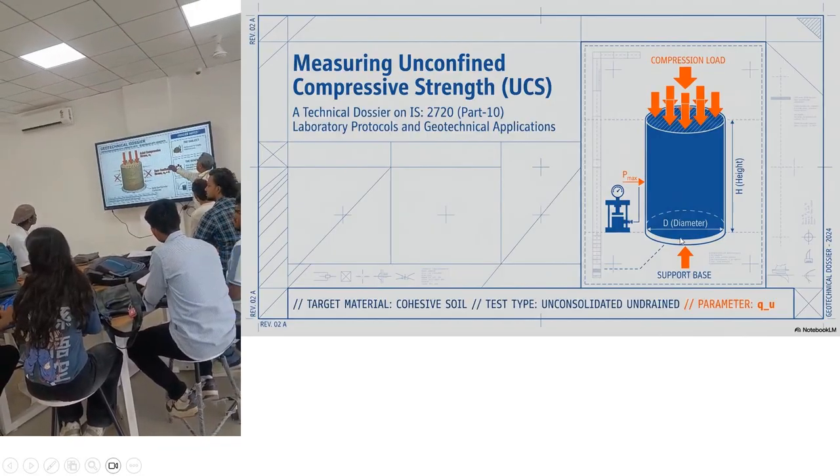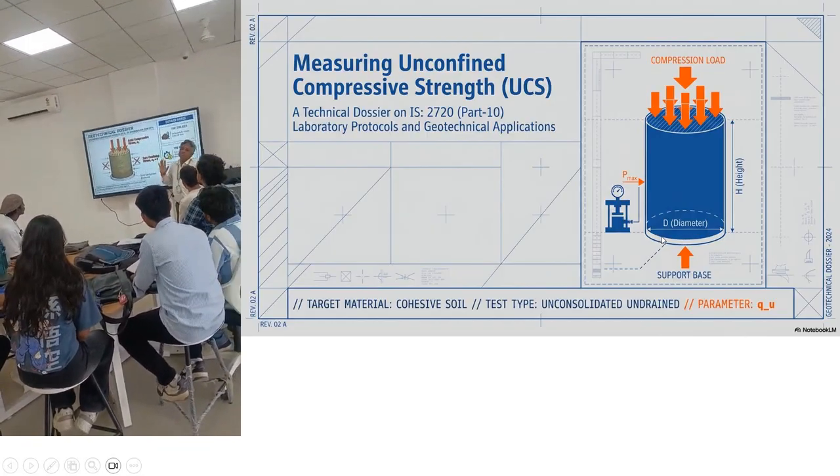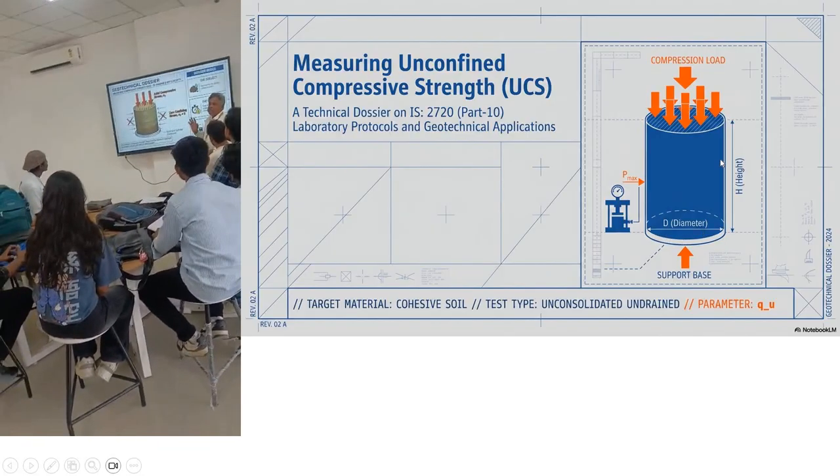Now you can see that the diameter of the specimen is 38 millimeters and the height of the specimen is 76 millimeters. Here we are going to measure the unconfined compressive strength, and based upon it we can also determine the shear stress by using Coulomb's law.